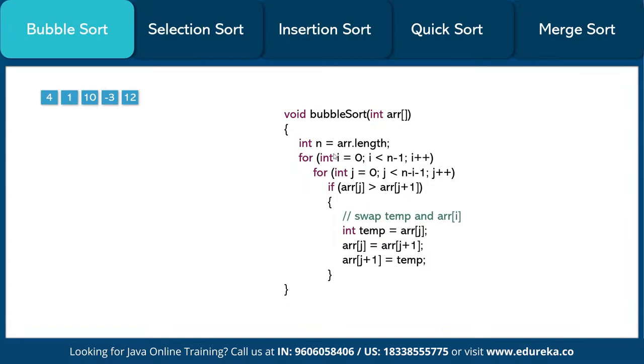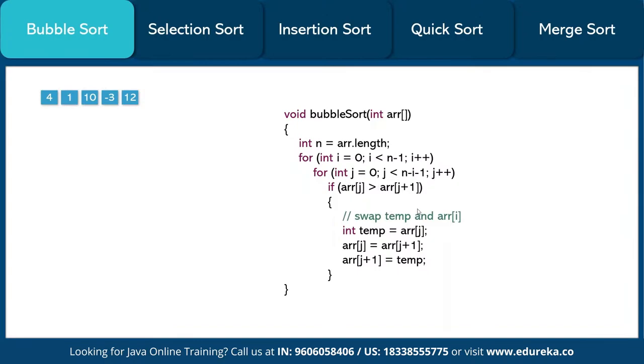Here it says void bubbleSort, and we have mentioned int array, and I'm getting the length of my array. After that, there's a for loop that goes from i equal to 0 till i less than n minus 1. Next, there's j, where j is equal to 0, j less than n minus i minus 1. Okay, this is my j.